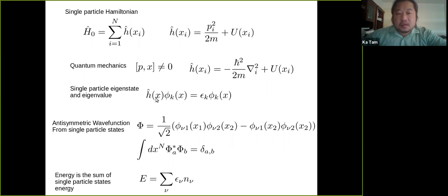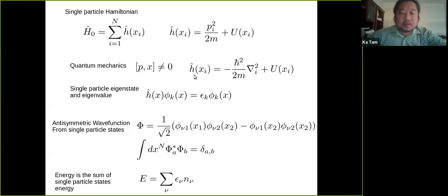Basically, I have the Hamiltonian, I have the eigenfunction and the eigenenergy. The index here, I just write as k. It does not necessarily need to be momentum, it's just the index for the eigenstate. Now this is the single particle Hamiltonian.